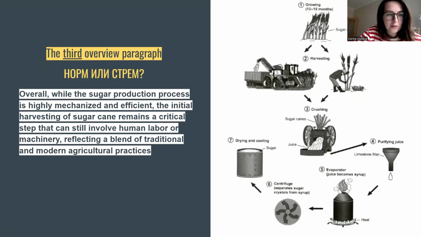Here is the next overview. Let me read it for you and you'll decide whether it's good or not. So overall, the sugar production process is highly mechanized and efficient. The initial harvesting of sugarcane remains a critical step. It can still involve human labor or machinery, reflecting a blend of traditional and modern agricultural practices. I want you to evaluate it, whether it's good or not. Let me know in the chat whether it's good, efficient, nice, or something's wrong.